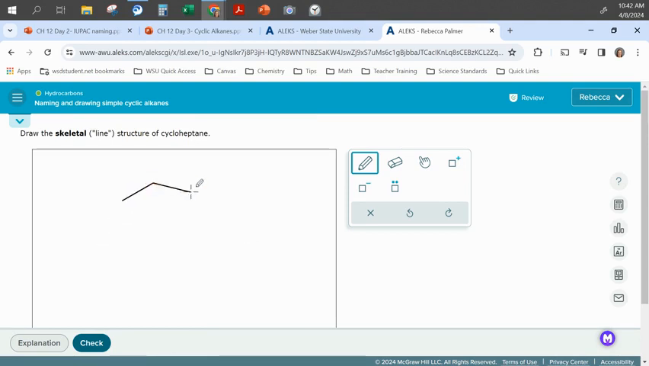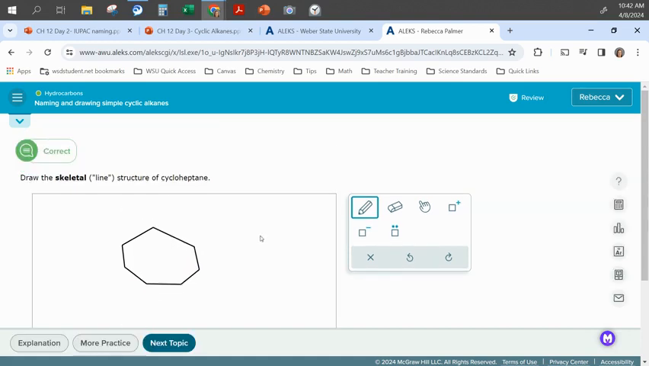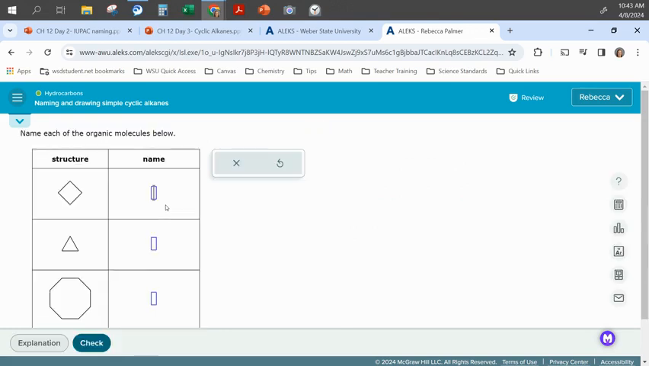Cycloheptane. They kind of did a house with the 4 at the bottom. Let's see. 1, 2, 3, 4, 5, 6, 7, 8. Okay, this one's cyclooctane. We keep both O's. Cyclooctane. This one was cyclopropane. And this one is cyclobutane.